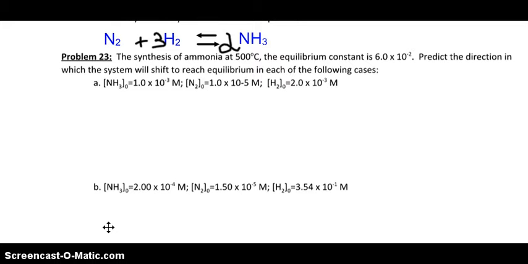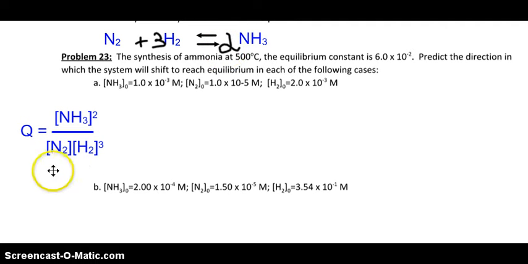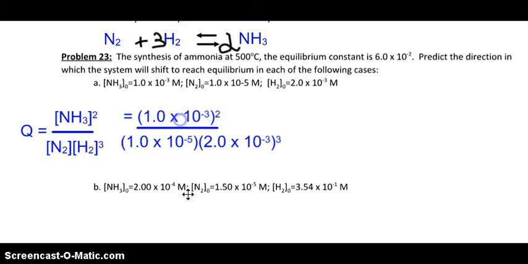Get used to the idea that, oh, I need to find Q if I need to know what direction things shift. So because of our balanced equation, here is my Q value. Notice how I had to square ammonia. I didn't have to do anything to nitrogen. I had to cube NH3. Fortunately, problem number 23, these are already in molarities, so I don't have to do anything funky with them. So I'm going to just plug in my values. So why don't you pause this and come up with your own math and see if you get what I get.